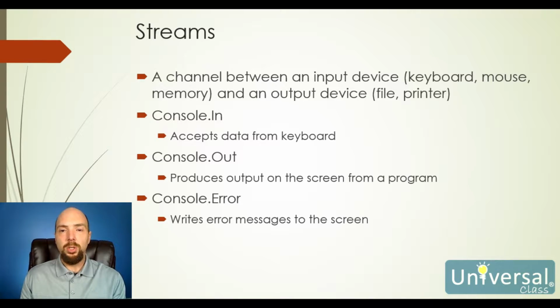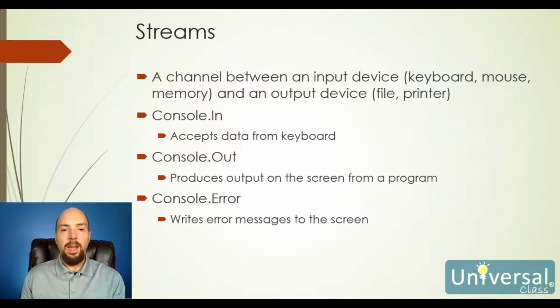We're going to use these things called streams. And a stream is like a channel between our input device, which is going to be the keyboard, mouse, and memory, and an output device like a file or a printer. We have these things called console in, console out. Now, console in is going to be things that I've typed in from the keyboard. They will get loaded into memory. So if I'm making a program that is a text editor, if the user is typing things in, everything that they typed is stored in memory. Now, it's stored there until we decide to take whatever is there and commit it to the hard drive. And we'll talk about that in just a second.